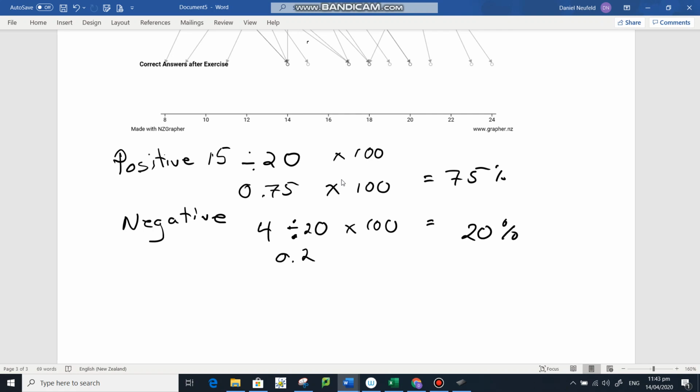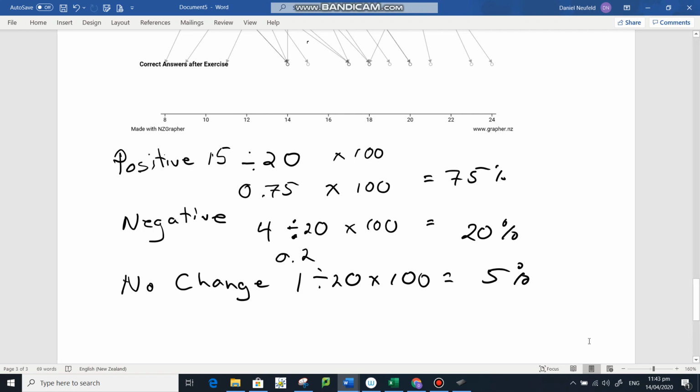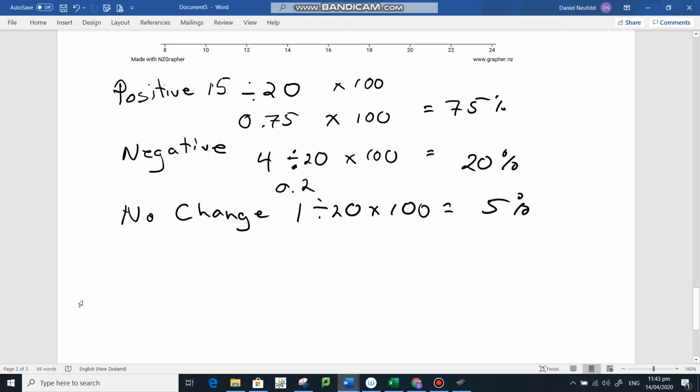And then finally, no change. We don't really need to do the calculation. We know there's one person. You could do the calculation: 1 divided by 20 times 100 equals 5%, but we knew that's just the remainder here anyways. So when we're doing all of these, that's the calculation that you want to be able to do.